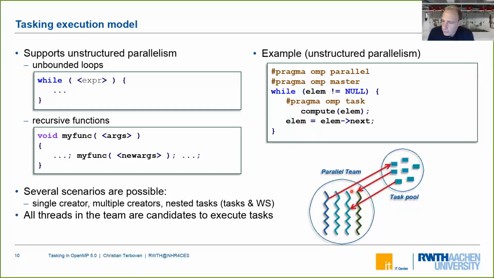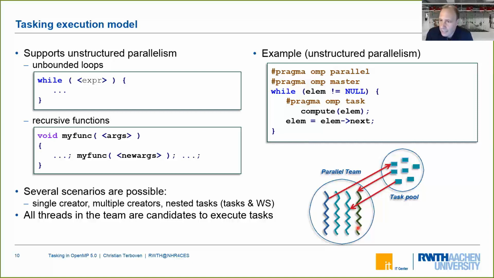So I try to illustrate it already. We have a concept of a task pool in OpenMP that contains all those tasks that have been created and are ready to be executed by the team of threads. So we still need a parallel region, at least in current versions of OpenMP, that executes those tasks.